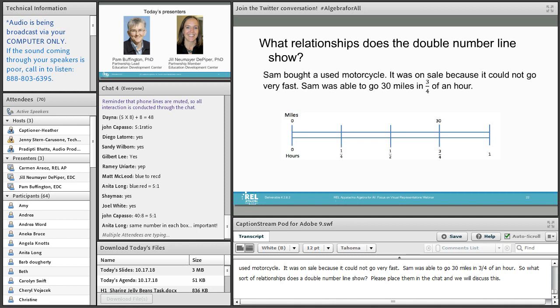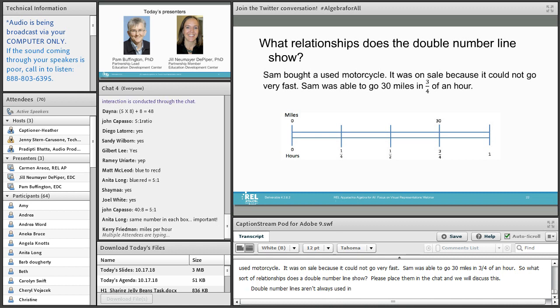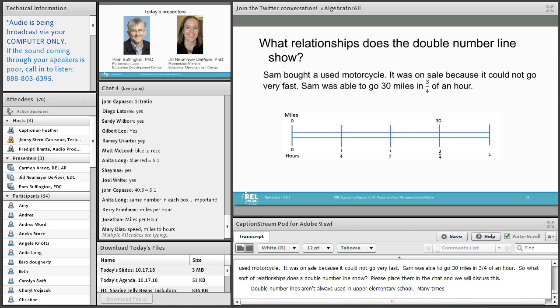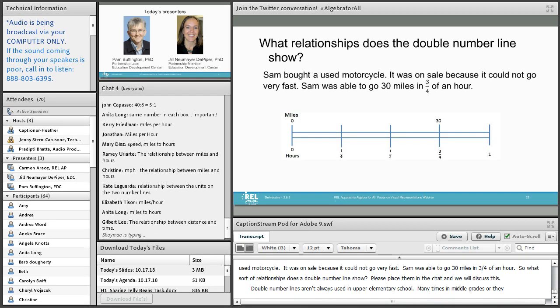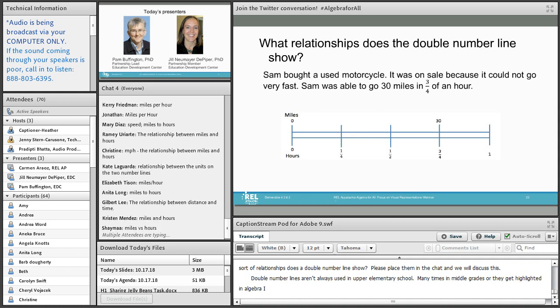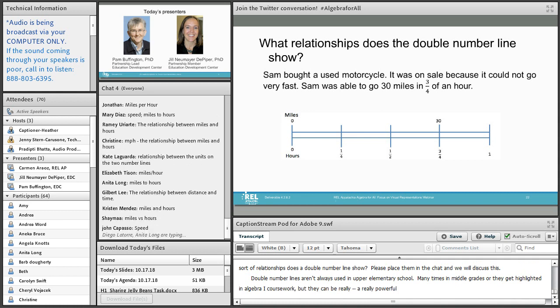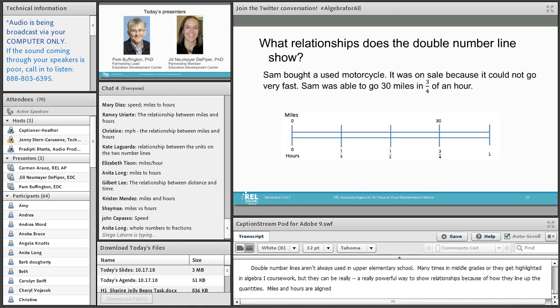Double number lines aren't always used in upper elementary school. Many times in middle grades, or they get highlighted in Algebra 1 coursework, but they can be a really powerful way to show relationships because of how they line up the quantities. Miles and hours are aligned. So you can see this relationship between distance and time, and specifically, the 30 miles to 3/4 of an hour is lined up.